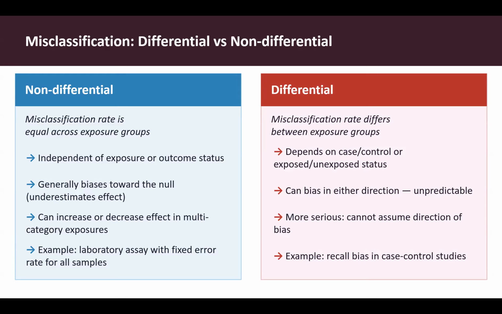Then we have differential bias. Differential misclassification, in which misclassification rates differ between exposure groups. It depends on case-control or exposed or unexposed status. Can bias in either direction. It is very unpredictable. It is more serious, and we cannot assume the direction of the bias. For example, recall bias in case-control studies.